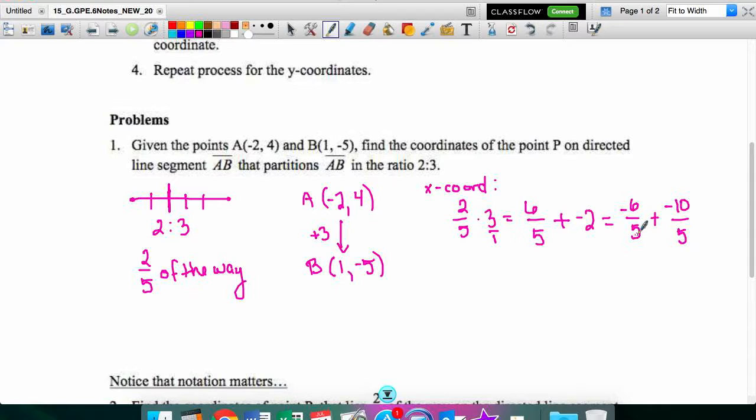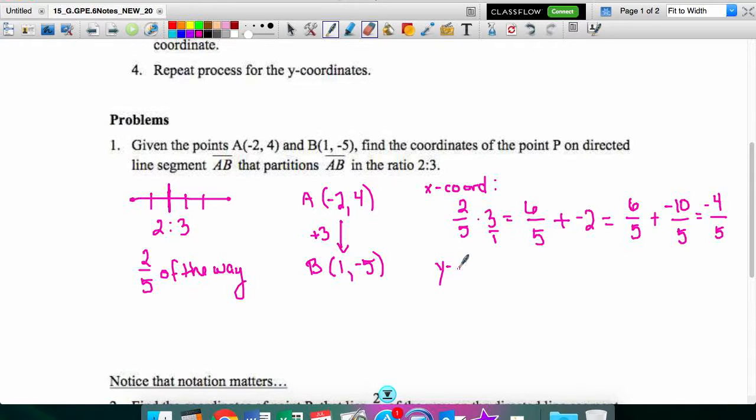6/5 plus 10/5, and I'm sorry, I just noticed that this was a negative when it shouldn't be. I miscopied that. So positive 6/5 plus negative 10/5 gives us a final x-coordinate of negative 4/5. And this will actually be the location of your new x-coordinate.